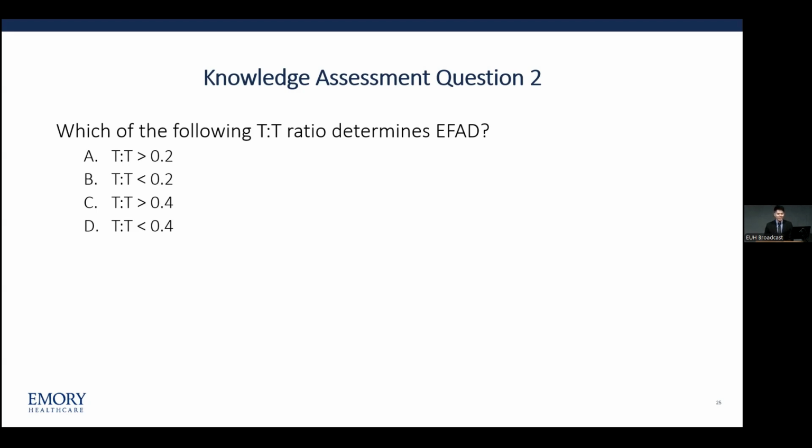How many people pick A? How many people pick B, C, or D? The answer is A, when T-to-T is greater than 0.2.